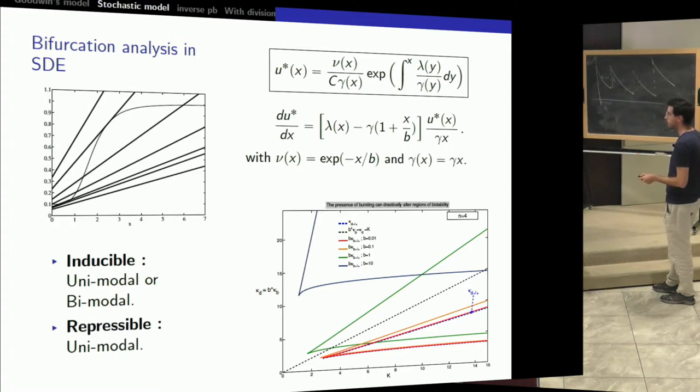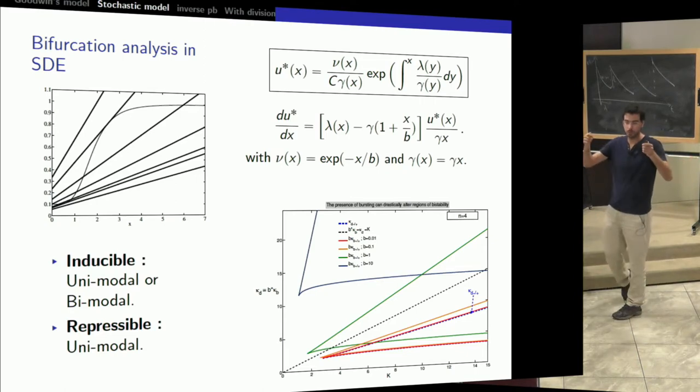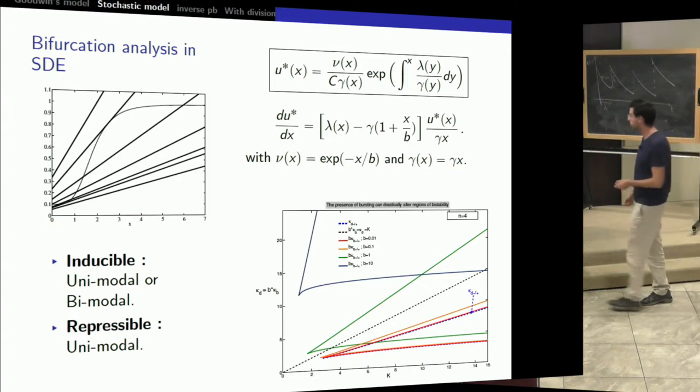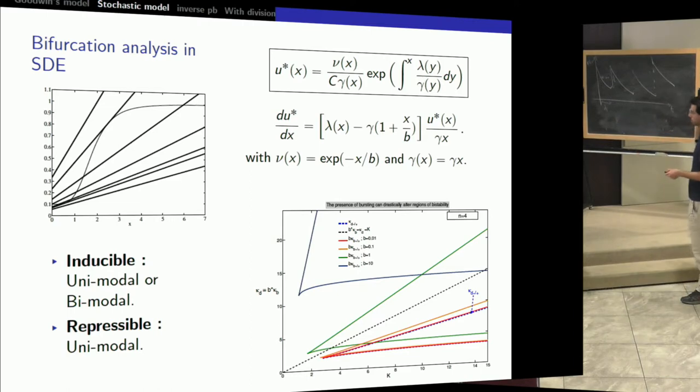The number of crossings will give you the number of extrema of U, and if you have three extrema, you know there will be at least one or two maxima, depending on exactly how the functions are. And then you can start to draw a bifurcation diagram. And here, thank you for the question, in red is the analogous deterministic bifurcation diagram, where if the parameters are inside, it is bistable. And here it's something quite generic, probably to stochastic models.